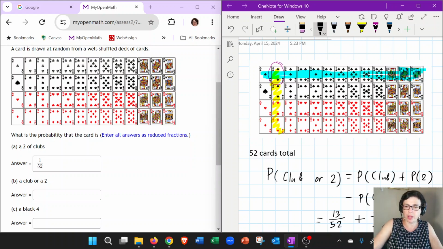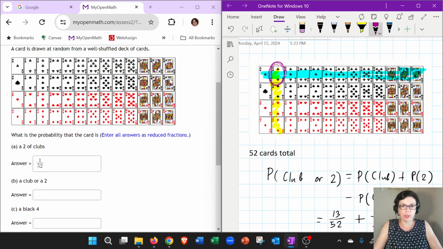And then subtract, what does this mean? Club and 2. So remember, anytime in probability, whenever you see and, this means both at the same time. So it has to be a club and at the same time it has to be a 2. But we already found that this is this card, in other words, a 2 of clubs. So in order for it to be a club and a 2 at the same time, that's just a 2 of clubs. So there's one card like that. So that would be 1 over 52.